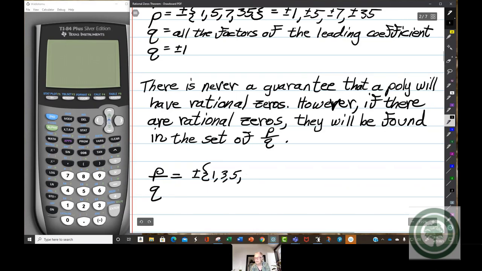No, 3 isn't in there. Keep wanting to put it in. It's not.